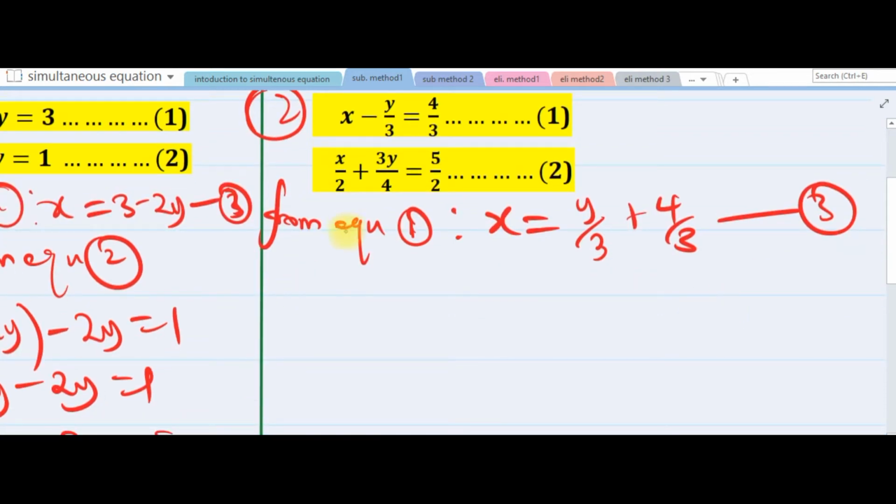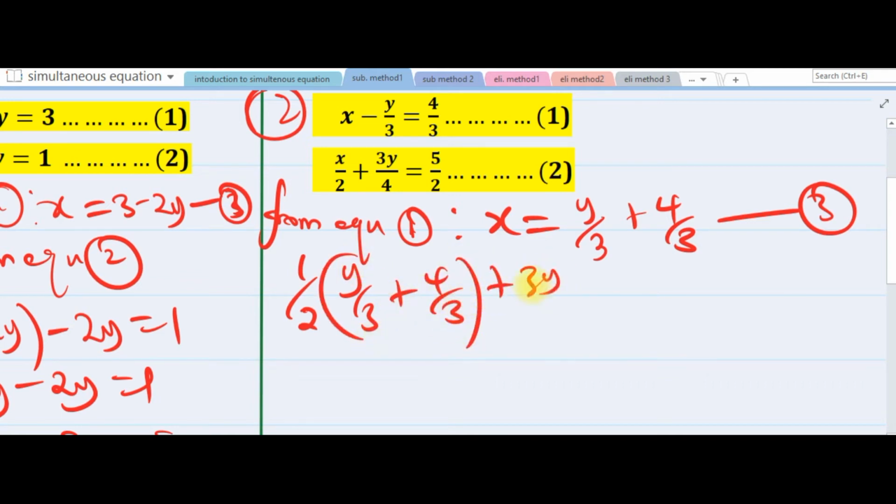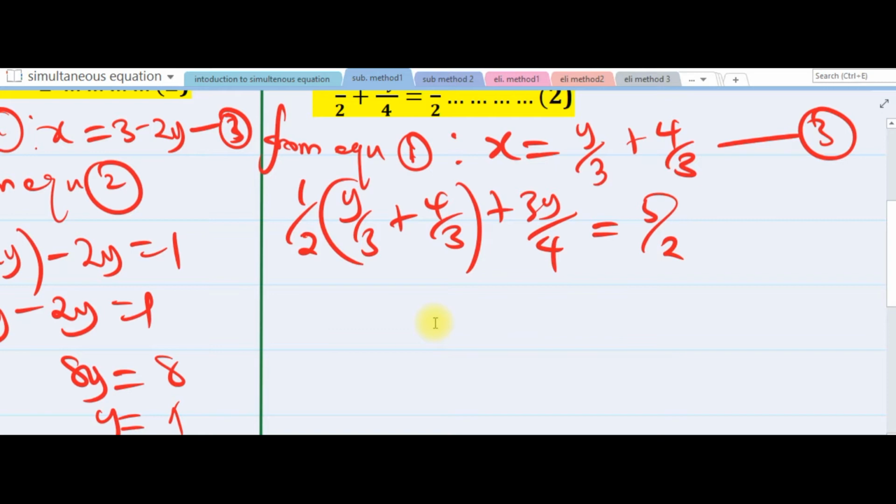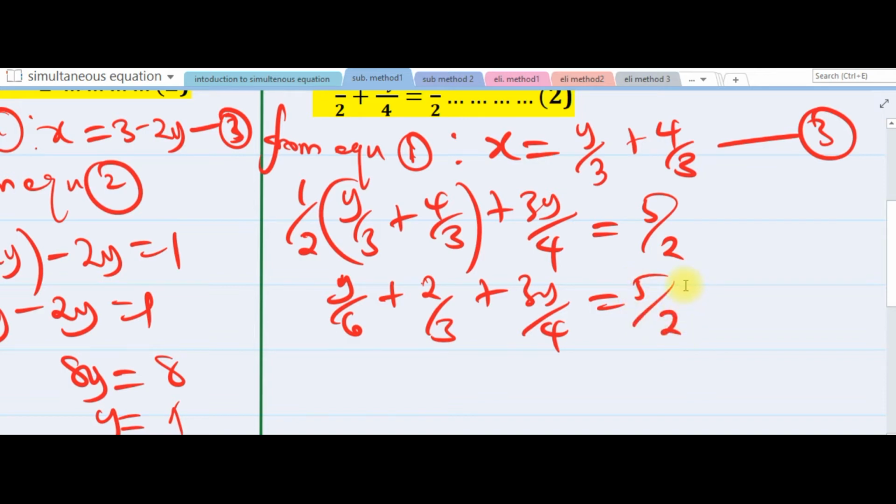Remember, this x over 2 is now half x. So I'm saying that is half x, and x is y over 3 plus 4 over 3, plus 3y over 4 equals 5 over 2. So we can still open. Half times y over 3 is y over 6. Half times 4 over 3 is 2 over 3, plus 3y over 4 equals 5 over 2.